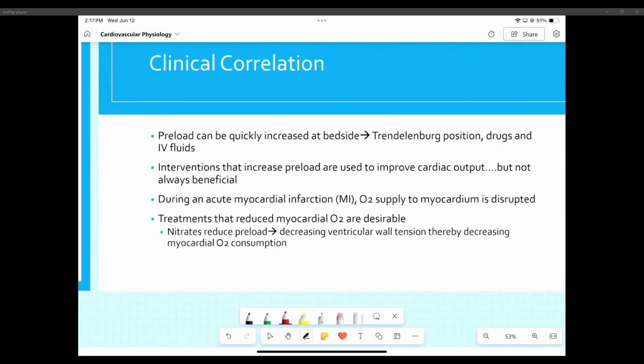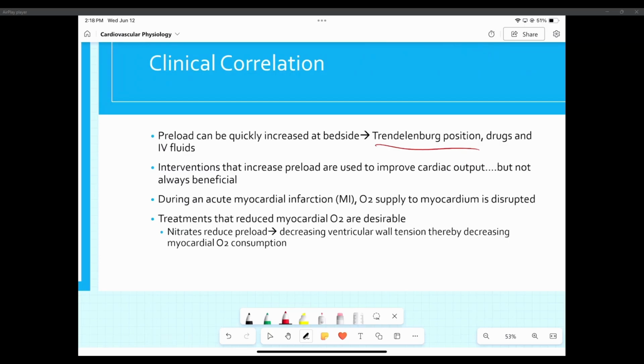So why is preload so important? We can alter preload at bedside very quickly. Trendelenburg position. What's Trendelenburg? Feet up. So which way is gravity pushing the blood? Back to the heart. Increasing venous return. Increasing end diastolic volume. Increasing preload. Increasing stroke volume. Increasing cardiac output.